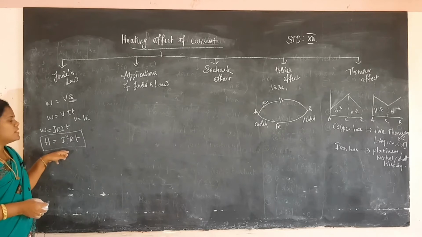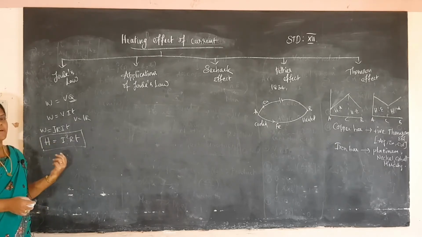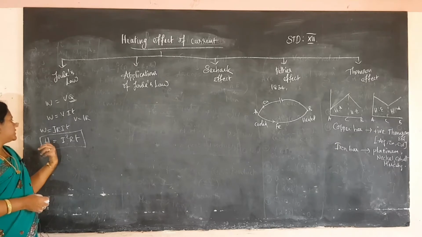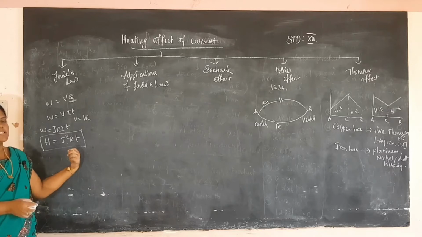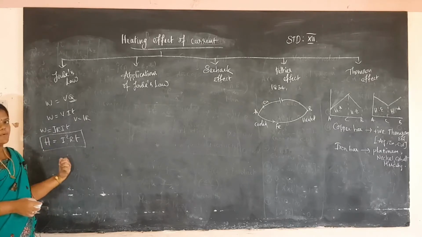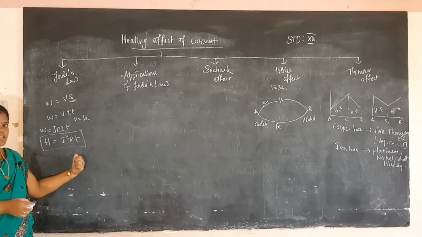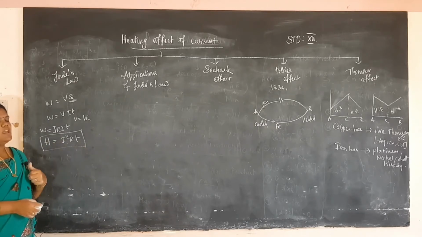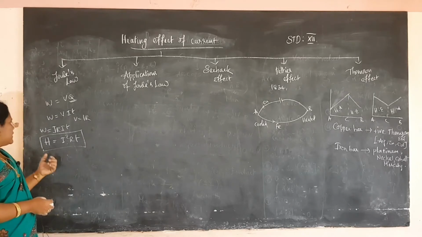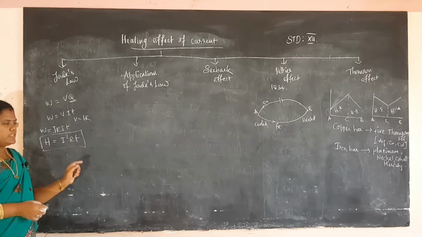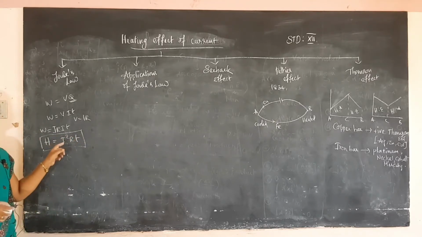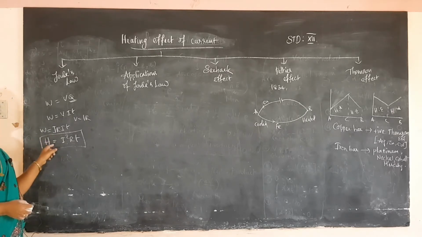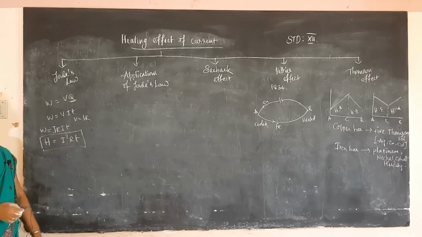How do you define Joule's law? The amount of heat developed in a circuit is equal to the product of the square of the current, the resistance and the time. So heat energy is directly proportional to the square of the current, directly proportional to the resistance, and directly proportional to the time. Another way to say it: heat energy depends completely on the current, resistance and time. Joule's law is defined as: the amount of heat developed in a circuit is equal to the product of the square of the current, resistance and time. This is Joule's law.